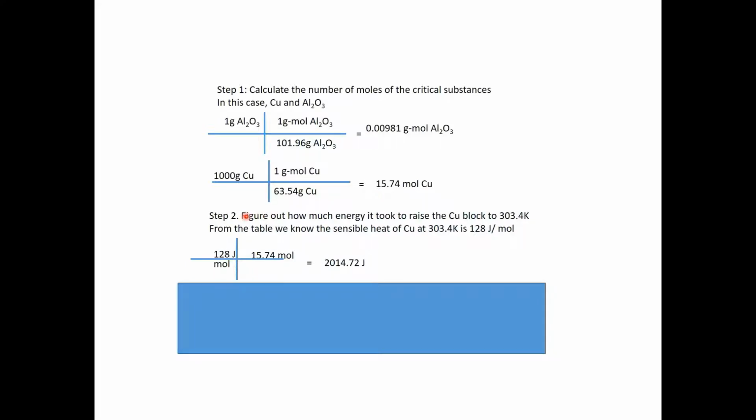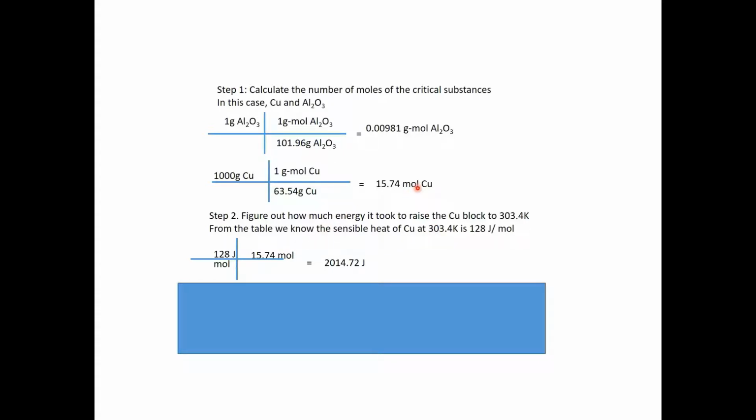Now our second step is we want to figure out how much energy it took to raise that copper block from 303.4 Kelvin. From the Excel thermodynamic tool, we can calculate the sensible heat of copper. We can use the heat capacity equation. We can use the sensible heat equation. We can also just input 303.4 Kelvin into the table, and we get a value of 128 joules per mole. So the sensible heat of copper at 303.4 Kelvin is 128 joules per mole. So that's how much energy it took to raise this block from room temperature to 304 degrees Kelvin.